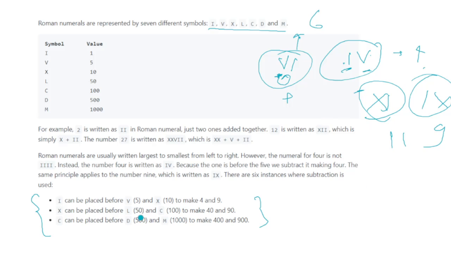Same comes to L and C. Now L, you know, is 50, and C is 100. If you have an X like this, or an X like this, this is before, so it will be 50 minus 10, that's 40. Again, you subtract from 100, that's 90. But if you add, this is 110 and this is 60. Same comes to C with D and M. M is 1000. Again, the same thing goes on. So this is what we need to make sure.